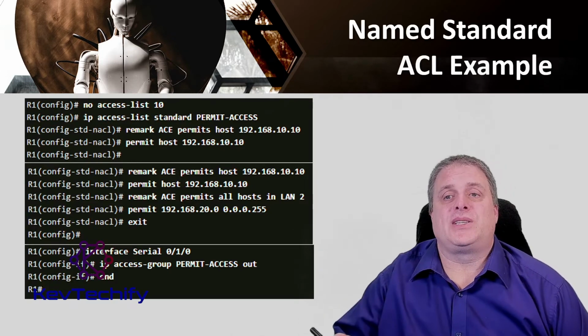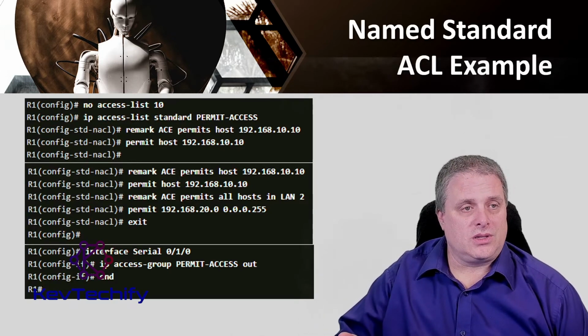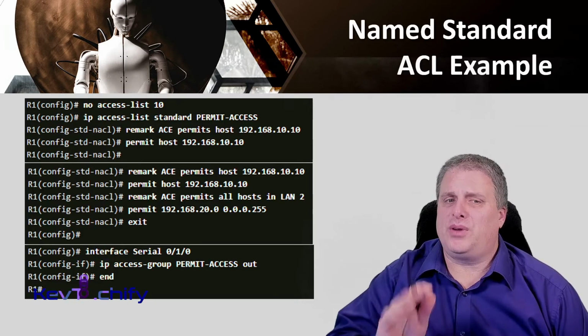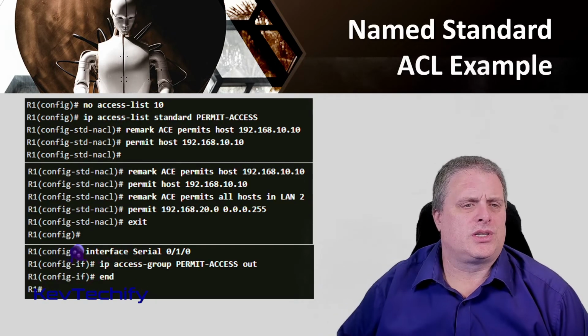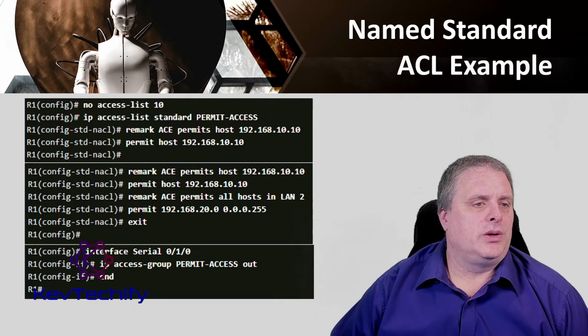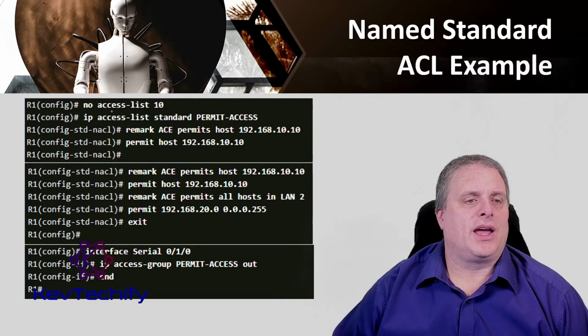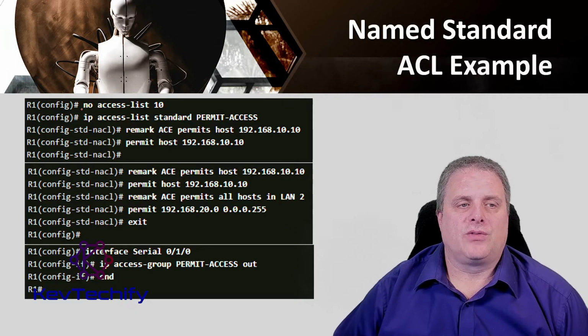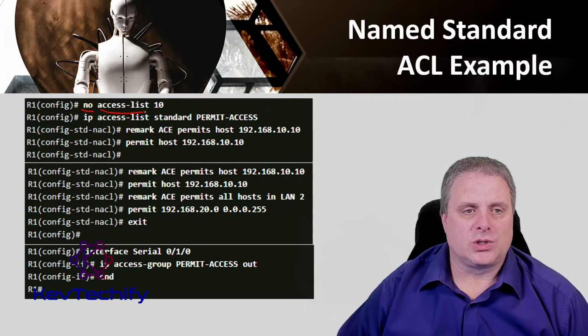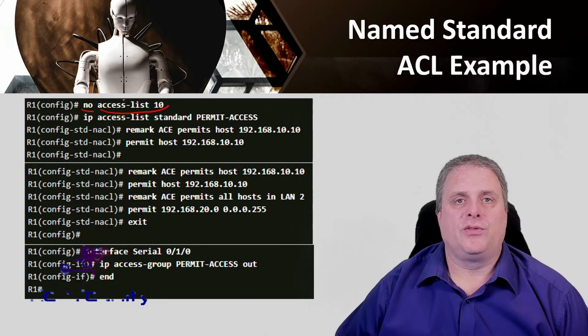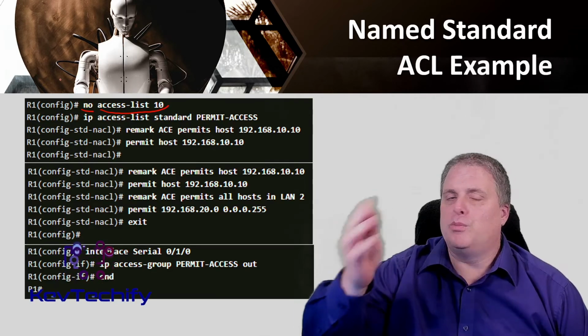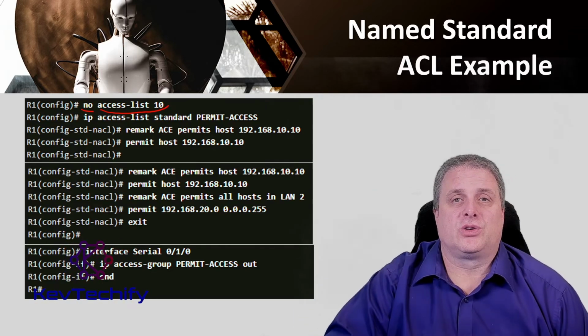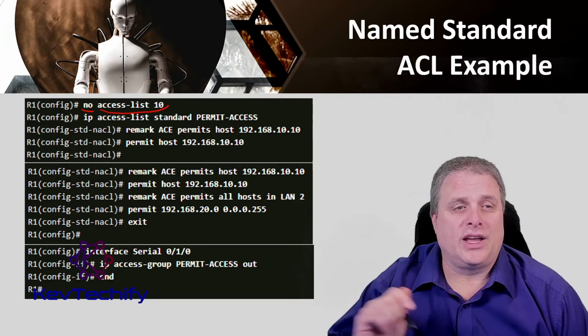Creating a named standard access control list is slightly different, but for the most part, pretty much the same. First thing we can do here is on our R1, we're going to remove that access control list number 10. To do that, we start off with the word no, and then access-list 10 in global configuration mode. That will remove anything that has to do with access control list 10, all those access control entries.